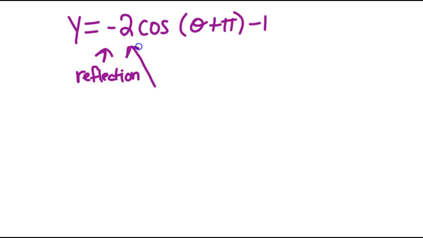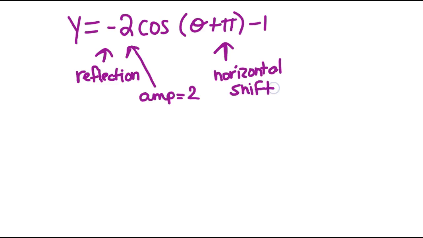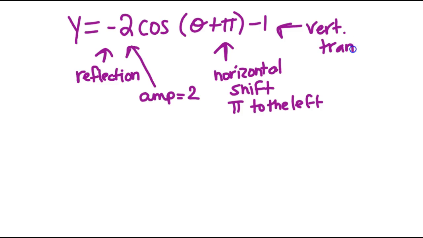What about this 2? So our amp is going to equal 2. Remember, it's never going to equal -2. It's not a negative amp. This is a horizontal shift. So pi to the left, right? Or pi to the left, correct? And then this one is vertical translation down, right?